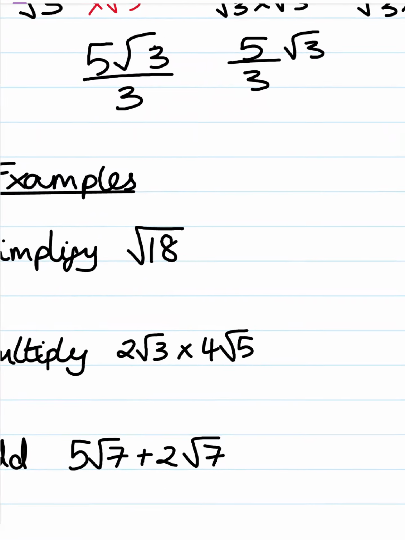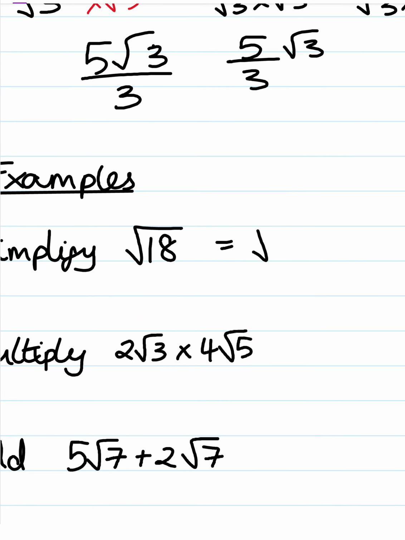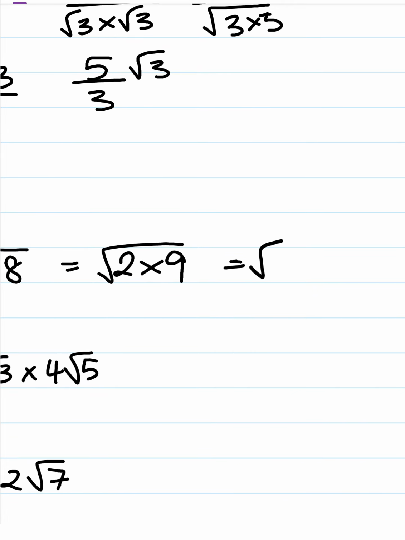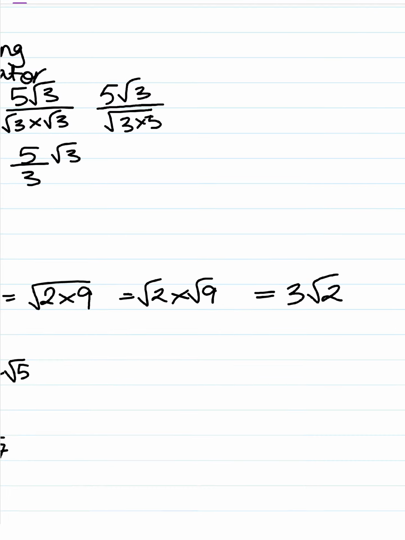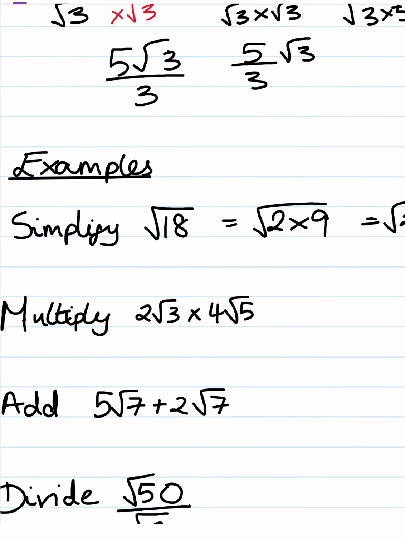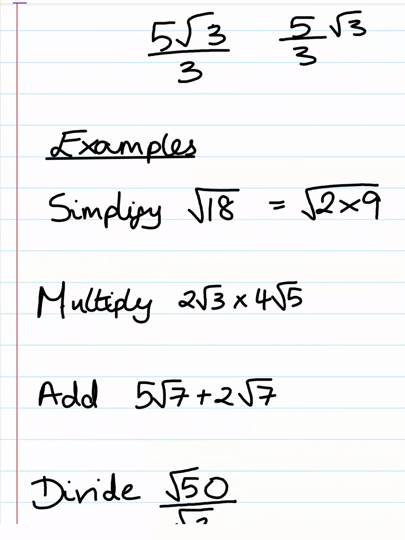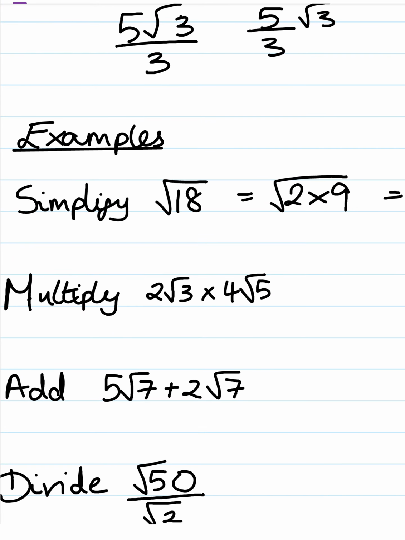Now, let's see these rules in action using some examples. For example, to simplify the square root of 18, we can write this as the square root of 2 times 9, as 2 times 9 is 18. This is the same as the square root of 2 times by the square root of 9, which simplifies down to 3 times the square root of 2, as 3 times 3 is 9, and so the square root of 9 is 3. Now let's multiply 2 root 3 with 4 root 5. So first we will do 2 times 4, which is 8, and then root 3 times root 5, which is root 15. And that's our final answer.